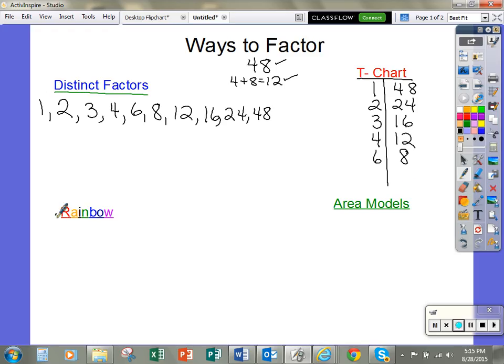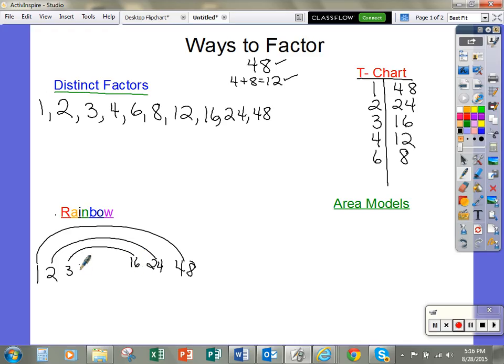The rainbow method is very similar to the T-chart in that you list factor pairs, but you list them horizontally like distinct factors. 1 and 48, and you connect them with a rainbow. 2 and 24. 3 and 16. 4 and 12. 6 and 8.